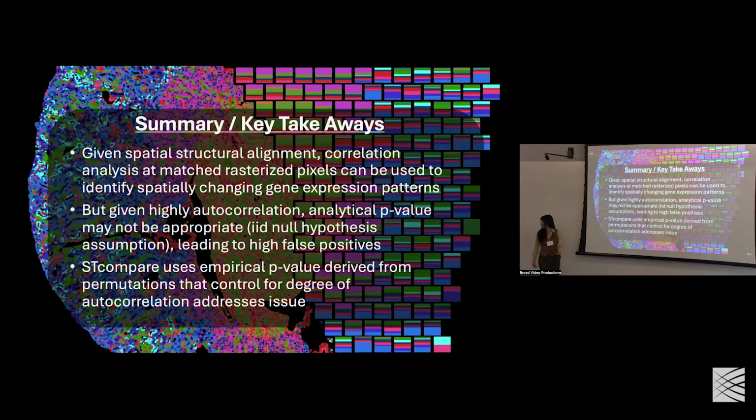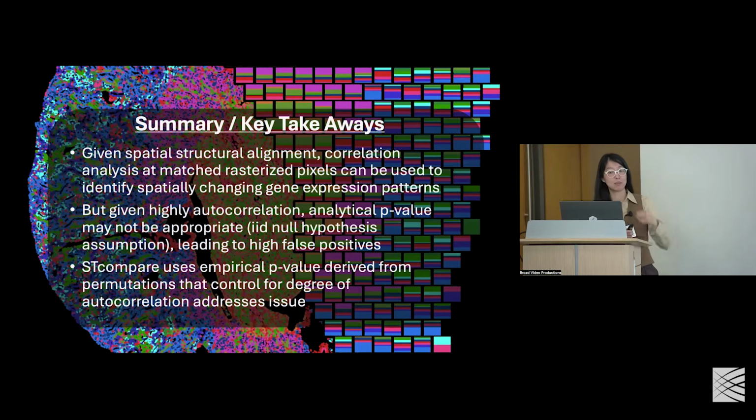Then, as a summary of what I've hopefully been able to show you: given spatial structural alignment, we can do these correlation analyses that match rasterized pixels to identify spatially changing gene expression patterns. But because of the high degree of autocorrelation of gene expression, the analytical p-value may not be appropriate. The underlying independence assumption is violated, and we can see how that leads to a high false positive rate. Therefore, approaches like STcompare try to derive an empirical p-value using permutations that control for the degree of autocorrelation to address this issue.